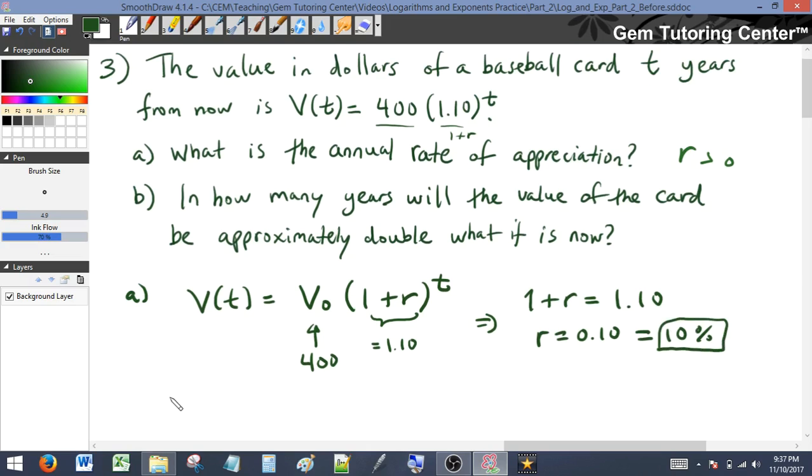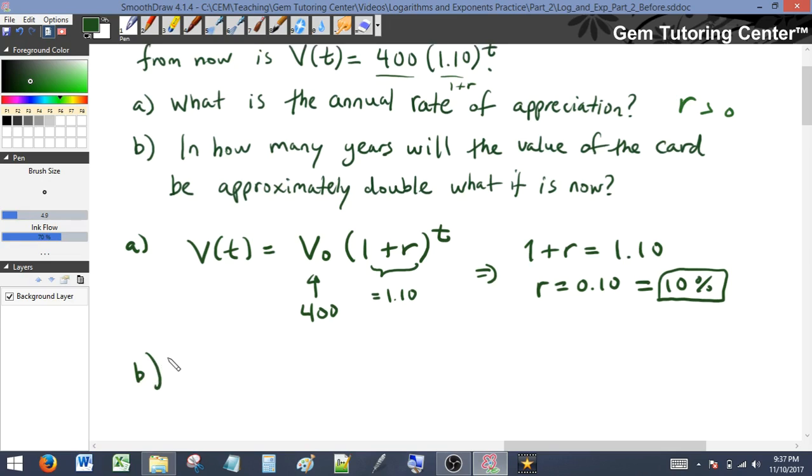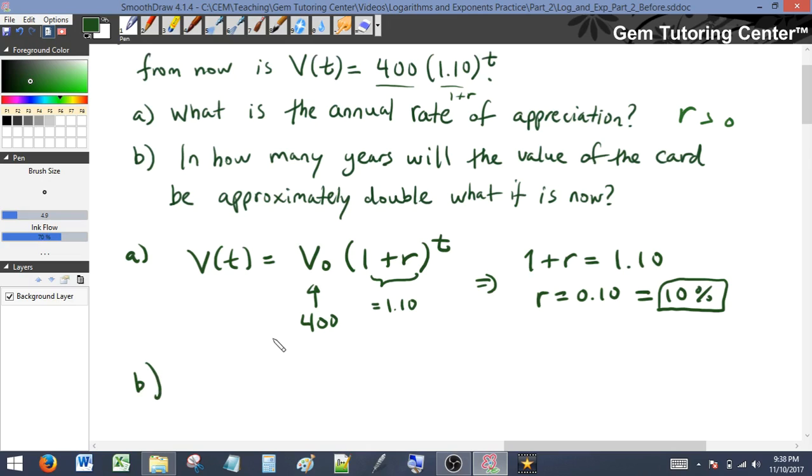The next question is a little bit more involved. It says, in how many years will the value of the card be approximately double what it is now? Here's how we would do that. It's double what it is now, so what is it now? V(0) = 400 × 1.10^0, which equals 400. So right now it's 400.